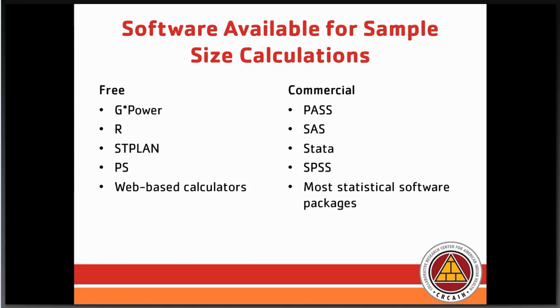There are many software packages available for performing sample size calculations. Here's a list of some free and commercial software packages that can be used. On the free side, we're going to focus on G-Power today, but some other free software that's available is R, STPlan, PS, and many web-based calculators. Commercial software that performs sample size calculations include PASS, SAS, Stata, SPSS, and most other statistical software packages that are on the market.